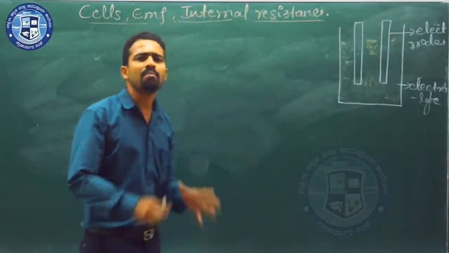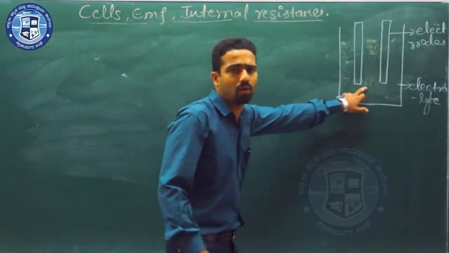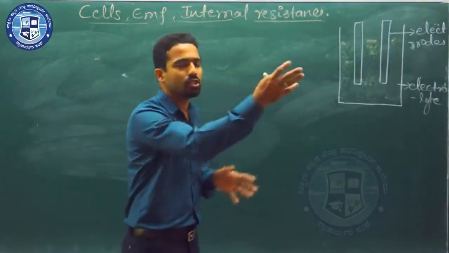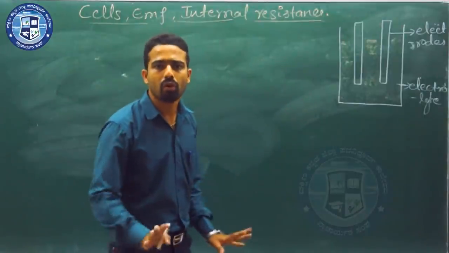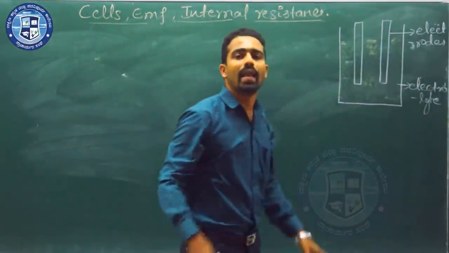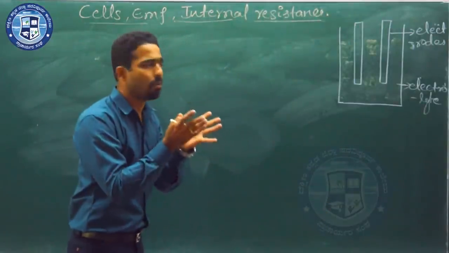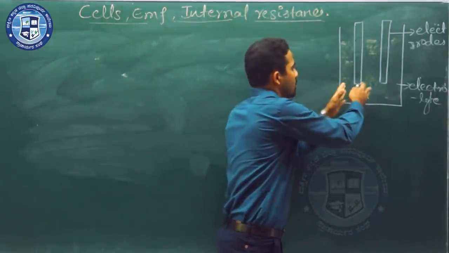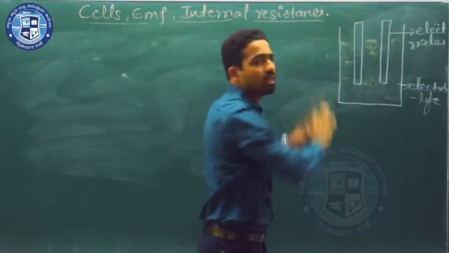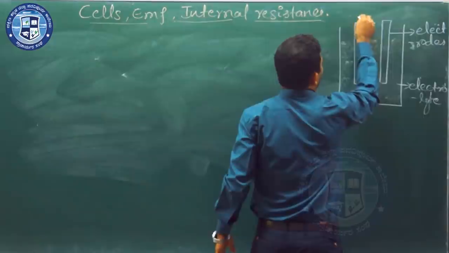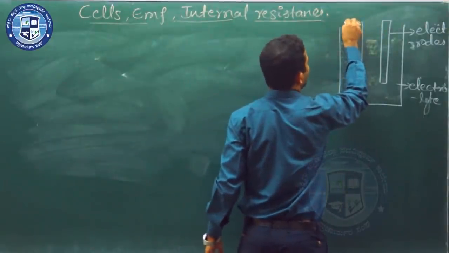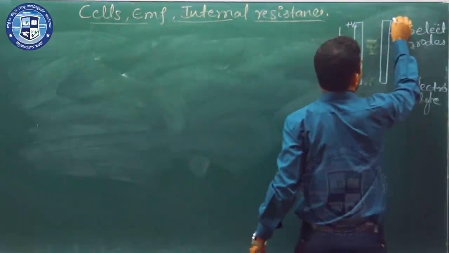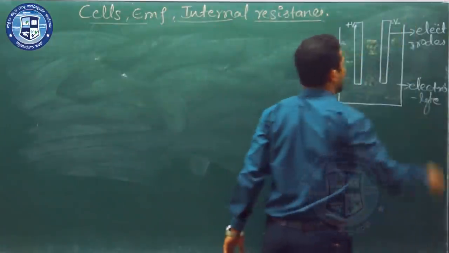Once you dip them in the solution, some chemical reactions take place through this electrolytic solution. Because of this chemical reaction, charges will attract towards the electrodes, so that these two electrodes will develop some potential because of the movement of charges. So let's say this rod has a potential of plus V plus. This electrode has a potential of minus V minus.